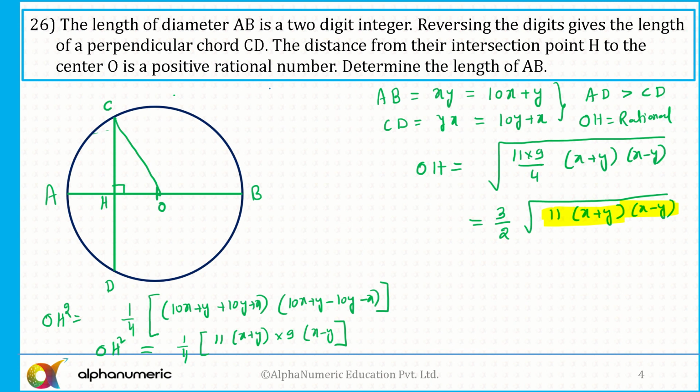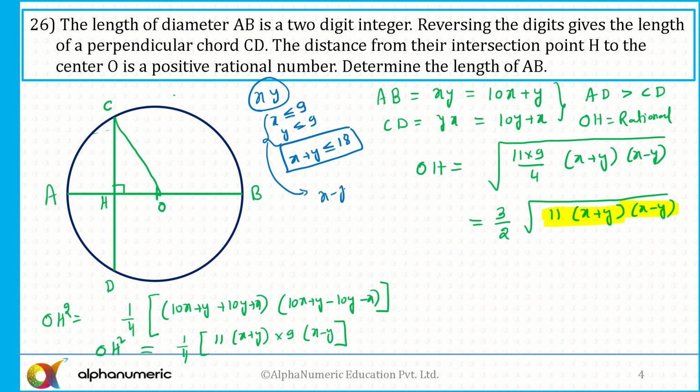Now, what are the values? x and y are single digit numbers. So x is less than or equal to 9 and y is also less than or equal to 9. So x plus y has to be less than or equal to 18. And what about x minus y? Can I say x minus y is always a single digit number? Because both x and y are less than or equal to 9, x minus y has to be a single digit number.